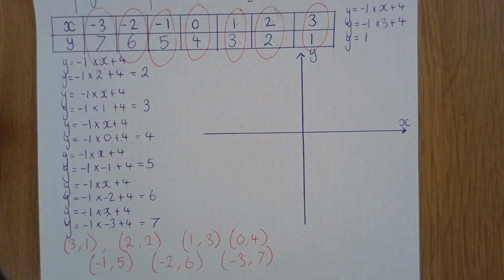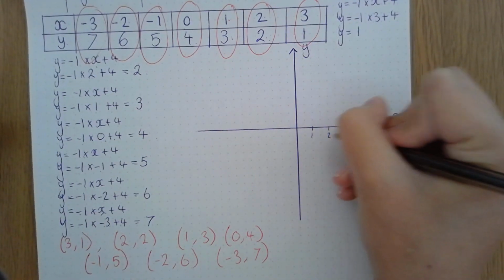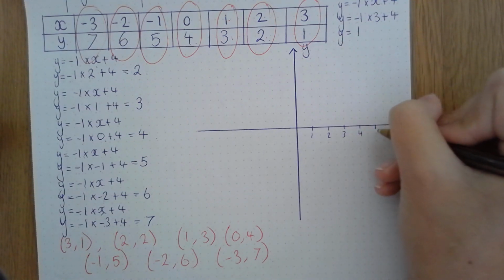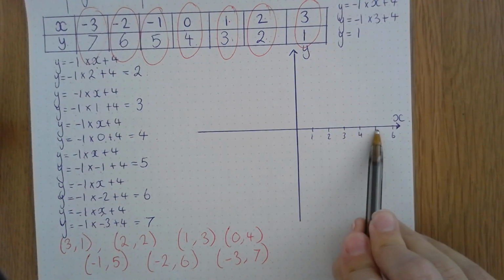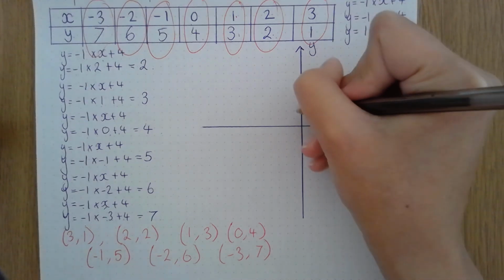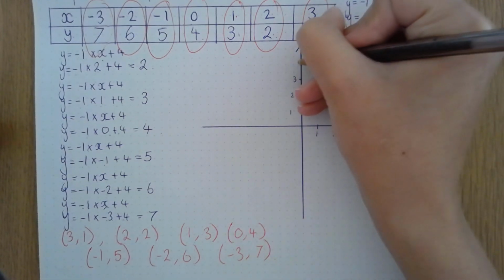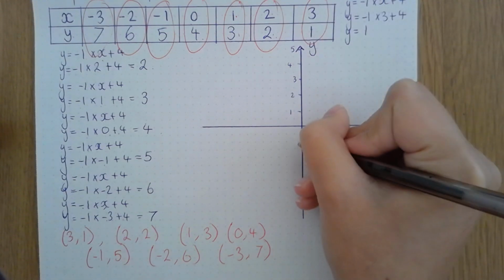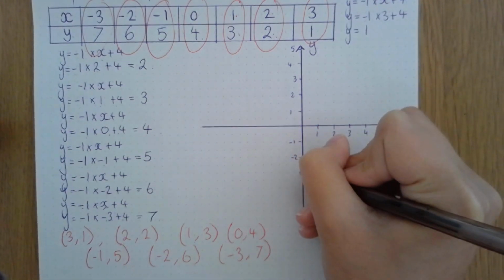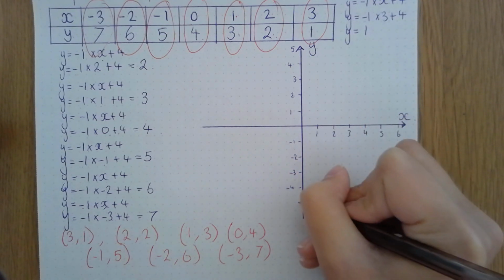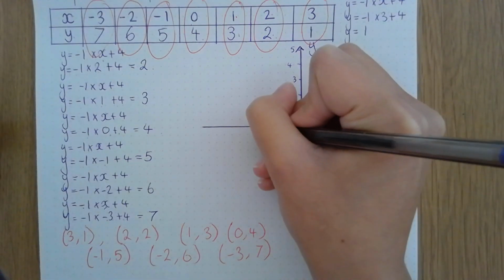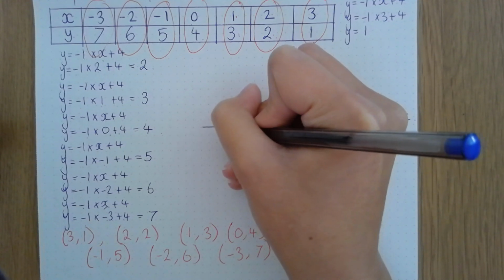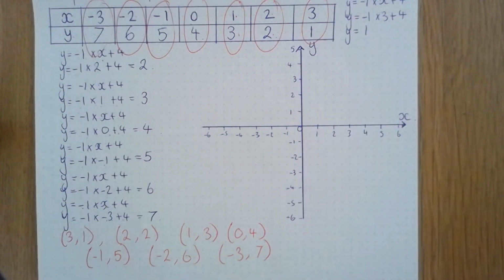Okay, so I'm now going to label my axes. So I've got 1, 2, 3, 4, 5, 6. Just notice that these are equally spaced, so make sure yours are as well. 1, 2, 3, 4, 5. And then down here, negative 1, negative 2, negative 3, negative 4, negative 5, negative 6. And then here, negative 1, negative 2, negative 3, negative 4, negative 5, negative 6. And in the centre is 0.